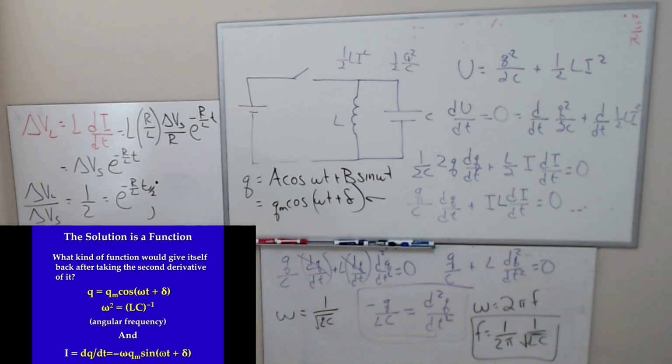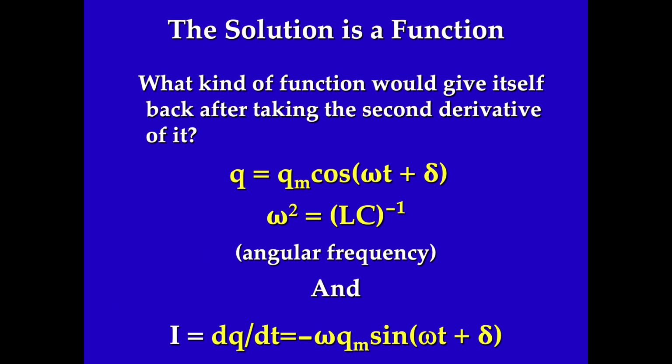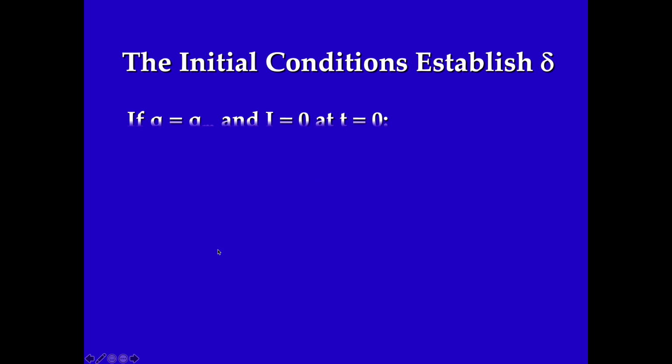Now, the current is just a time derivative of the charge. So it's omega Q sub m sine omega t. All I got to do is take the derivative of the cosine function. Now, if my initial conditions are that the charge is maximized, which is really what I had here, and the current is 0 when I open the switch, then my delta ends up being 0.